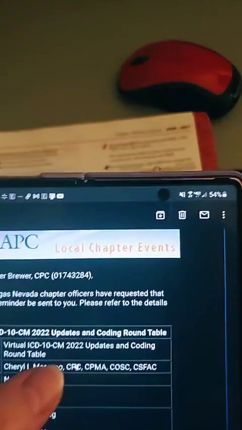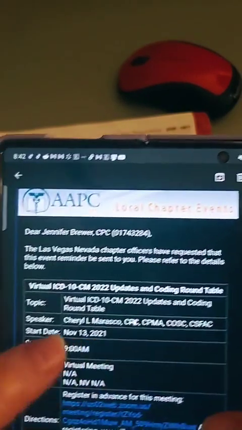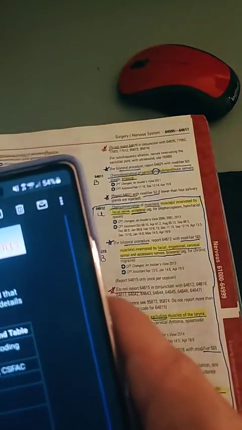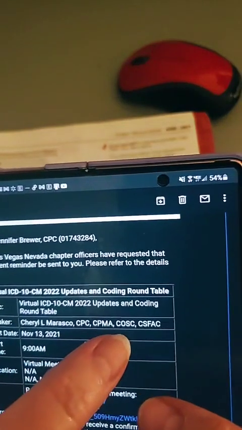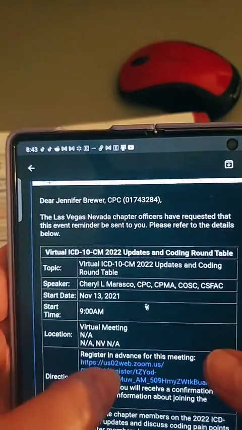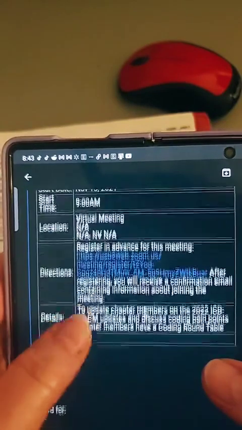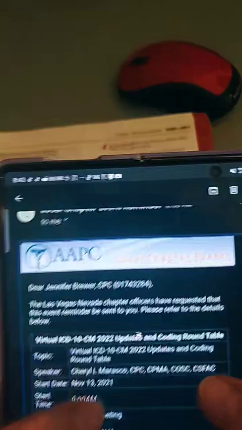It's the ICD-10 updates and coding roundtable. This Cheryl lady, who is a CRC, CPC? She's a CPC with an auditor, a COSC, whatever all the other initials are. She is going to be doing it there. And it'll be a Zoom, and I'll broadcast it. And I get not 1.5, but 1.25, really, CEUs for that one. So we'll participate in that.